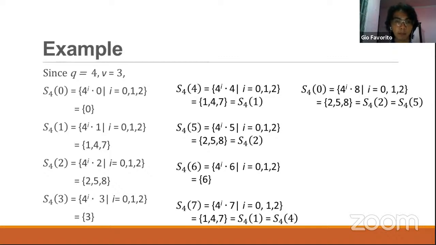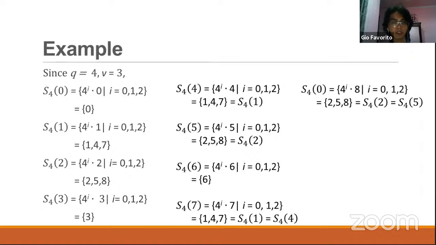Notice natin na may magkaparehong Q cyclotomic classes. Ang Q cyclotomic classes kasi is equivalence relation. So, yung equivalence relation, nag-induce siya ng equivalence classes na nag-induce din siya ng partition.